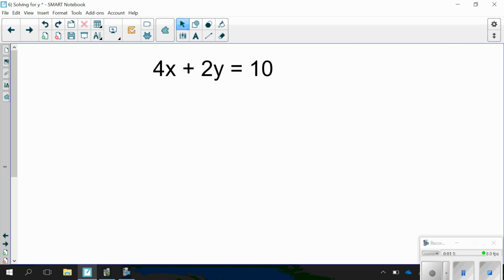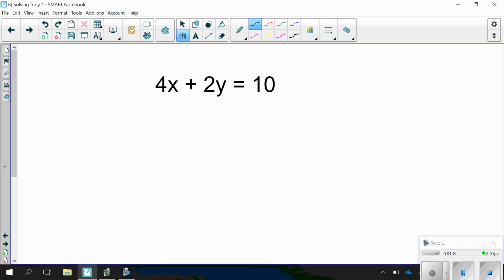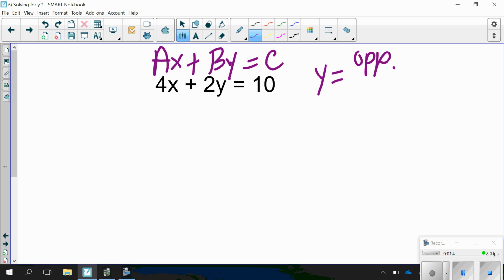Here's our first example of an equation that is not in y equals form. This is called standard form because it's in the form of ax plus by equals c. We know our goal is to take it into y equals form. In order to take a standard equation and put it in y equals form, we use the formula: opposite of a over b x plus c over b.